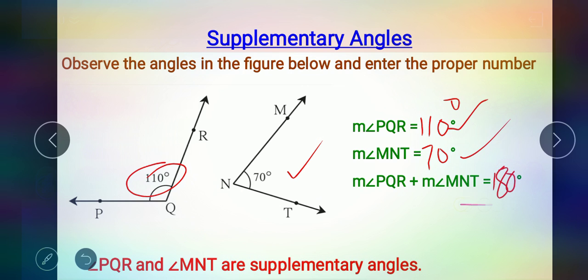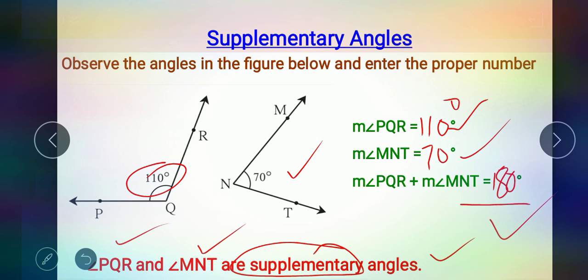Students, whenever the sum of two angles is equal to 180 degrees, the two angles are called supplementary angles. So here PQR and MNT are supplementary angles. Let us solve a few sums based on this property.